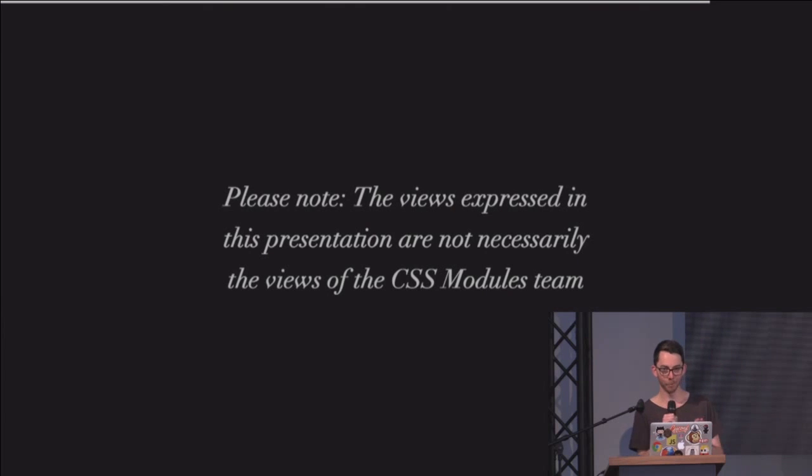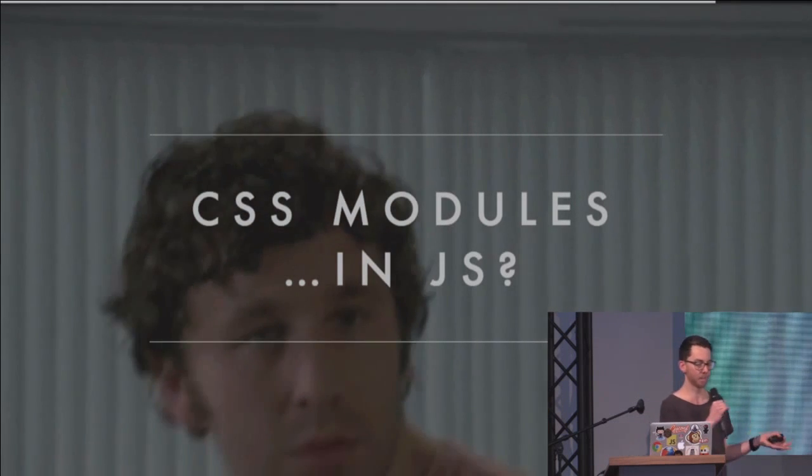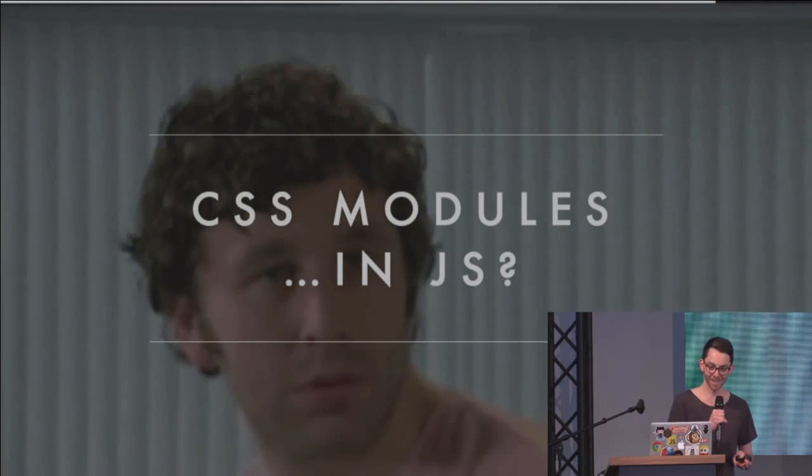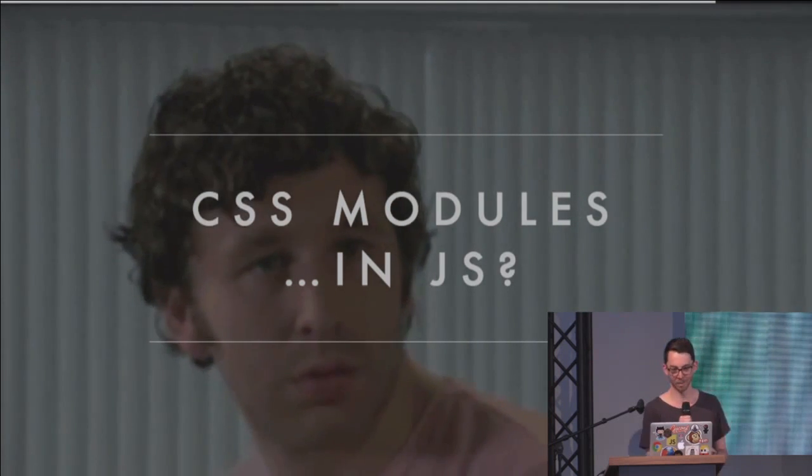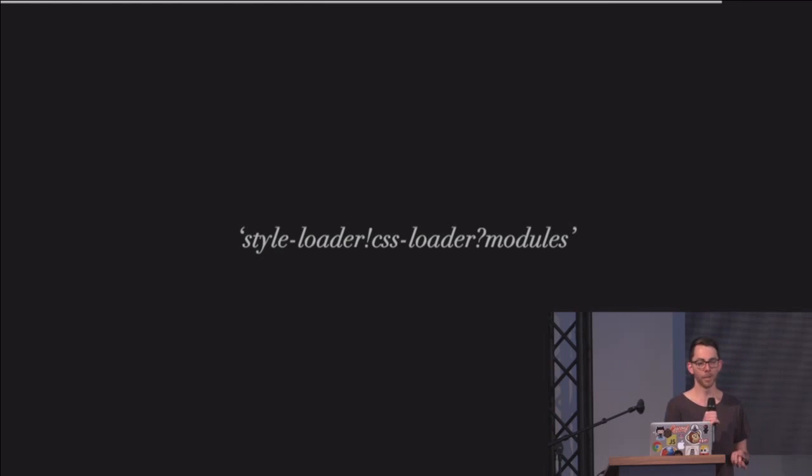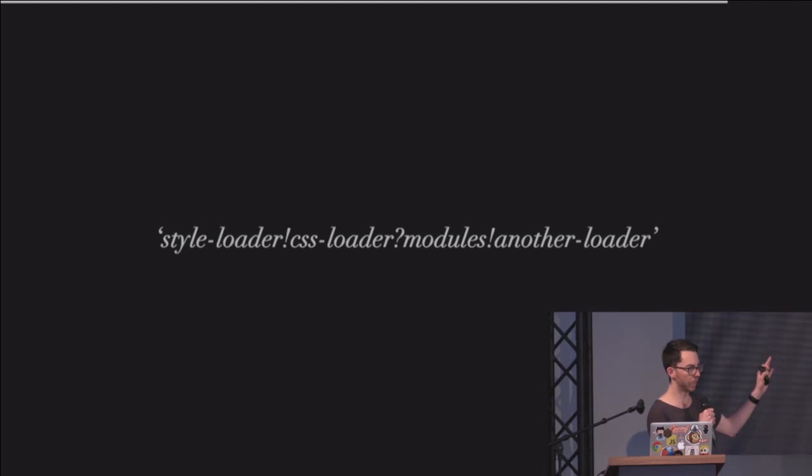Before I continue, I really wanted to add a disclaimer here. The views expressed in this presentation are not necessarily the views of the CSS Modules team. This is the source of much debate. So CSS modules in JavaScript. That's kind of the idea that I'm playing with. It seems to contradict the whole point of CSS modules, but I don't know, it's interesting to me. Because if you look at the way you use loaders in Webpack, you can just chain them together quite simply. You might have a preprocessor before the CSS loader, but if the preprocessor is transforming one file type into another, what's to say that you can't have some other loader in there that takes in JavaScript and outputs CSS?